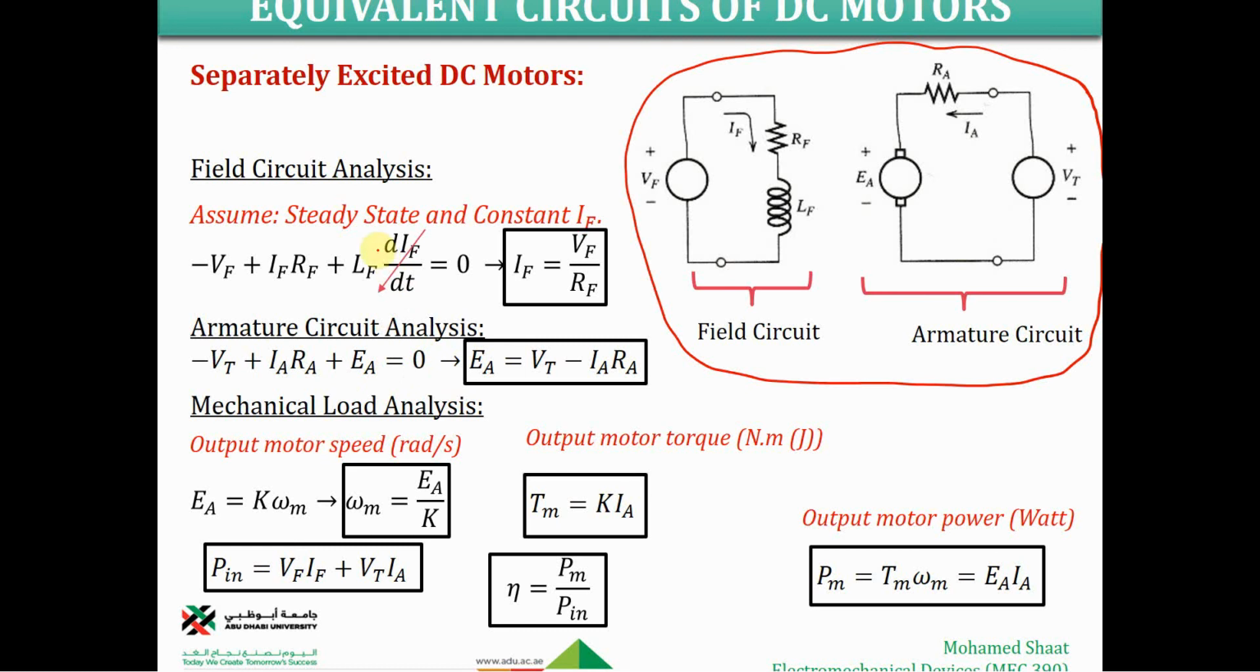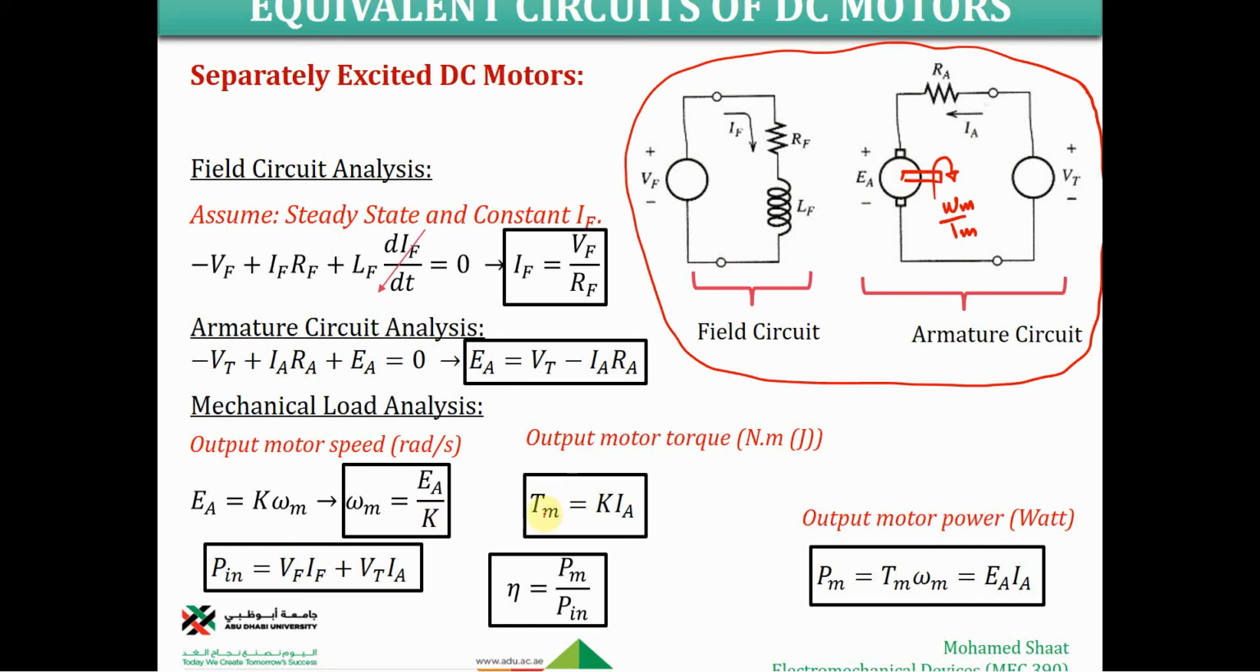So these are for the electrical parts. These are just the two electrical circuits that we already have here. Then we have to do the mechanical load analysis. Mechanical load analysis means that your objective is to relate the output speed of rotation of the shaft, because we said here we have a shaft. This shaft is going to rotate with omega m, and it will have a torque Tm. So how much is the torque and how much is the speed of rotation, the output motor speed, can be related to the EA, which is the output voltage of the armature or the motor, divided by K. K is known as the motor constant.